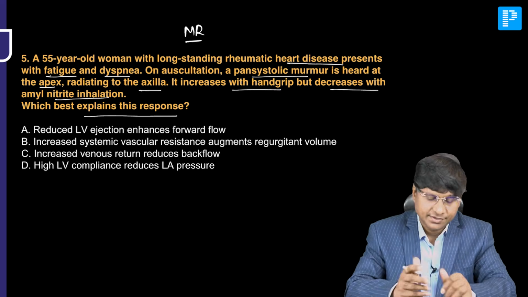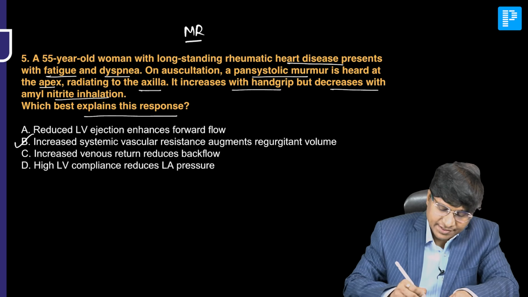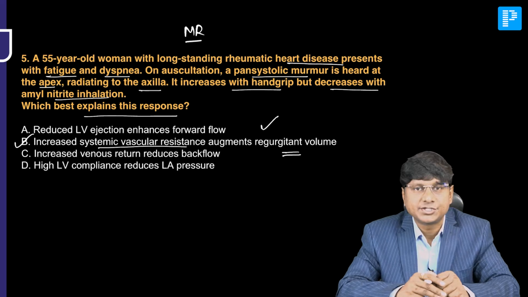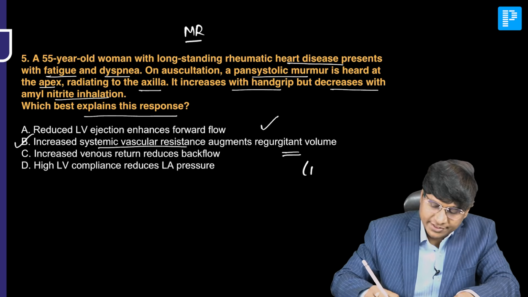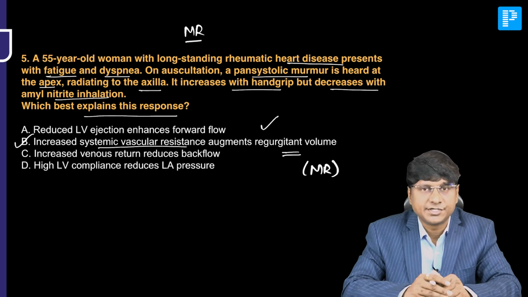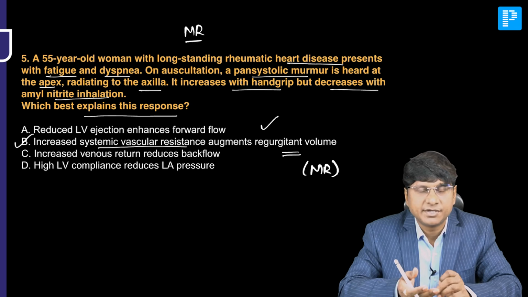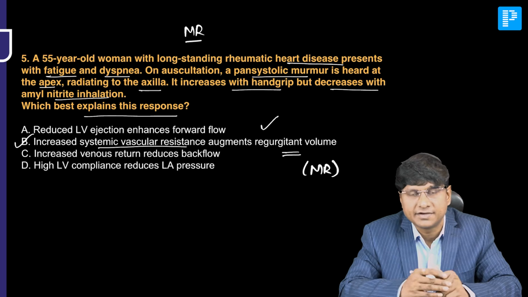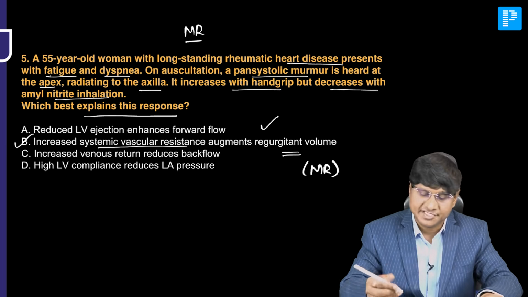So the answer in this question is increased systemic vascular resistance. It augments the regurgitant volume. And what is that regurgitant volume? That is the mitral regurgitation. Whenever there is increased systemic vascular resistance, there will be increased afterload on the left ventricle. So the cardiac output reduces, but the regurgitation from the left ventricle to the left atrium increases. So MR will get precipitated.